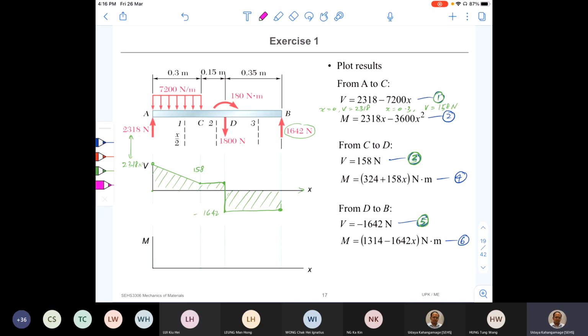For that, we are going to start with equation number 2. We can start with X equal to 0. When X is equal to 0, what is the M value? It is equal to 0. Physically, when you look at our physical system, it is also clear, because point A is a roller support. At a roller support, bending moment is 0. Very intuitive.